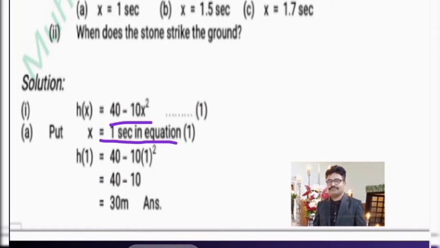As we have to find the height at x equal to 1, so we will put x equal to 1 in the given function. So h of 1 is equal to 40 minus 10x square. So we'll write 40 minus 10, and in place of x we will put 1, so it will be 1 square. And now we have to simplify. 10 into 1 square, that is 10, so 40 minus 10, that is 30. So height at 1 second is 30 meter.